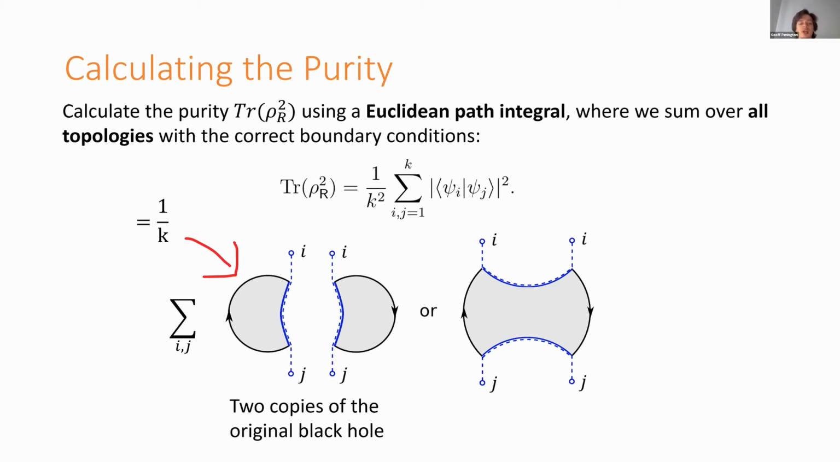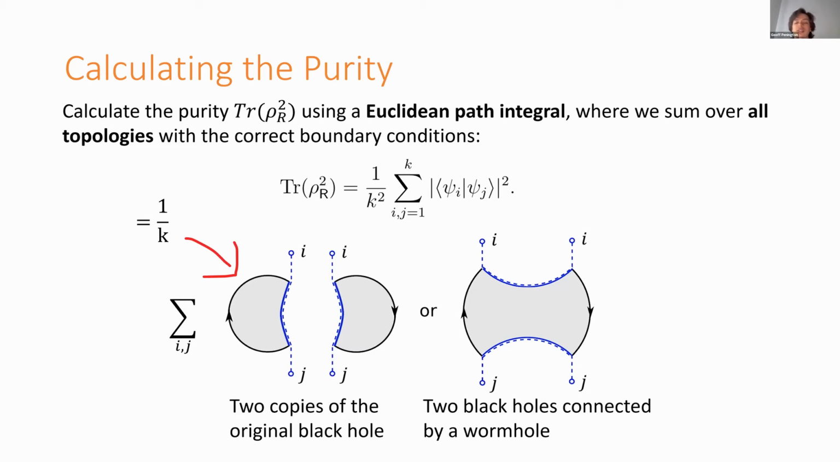So a purity of 1 over k roughly corresponds to a von Neumann entropy of log k. So this is the naive answer. As we take k bigger and bigger, the entropy just keeps increasing, seemingly going on forever. Except that there's also another topology that matters. So what is this topology? Just the two black holes are now connected together by a space-time wormhole. Looks like this.